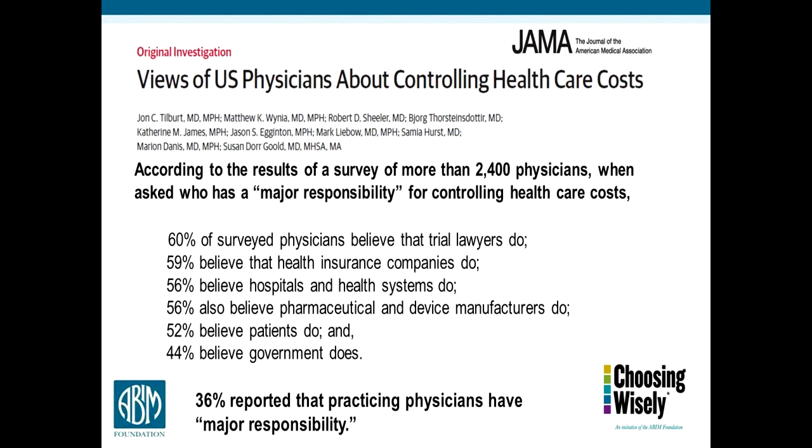When this survey was done and published in JAMA, Views of U.S. Physicians About Controlling Healthcare Costs, only 36% of the physicians, practicing physicians, reported it was a major responsibility. Many of them thought it should be the trial lawyers that would solve this, or it would be the health plans choosing this. And we believe that it's a major responsibility of physicians to solve the problem of overuse and appropriate use. They're in the best position to know what is indicated, when, for what patient, and what setting.